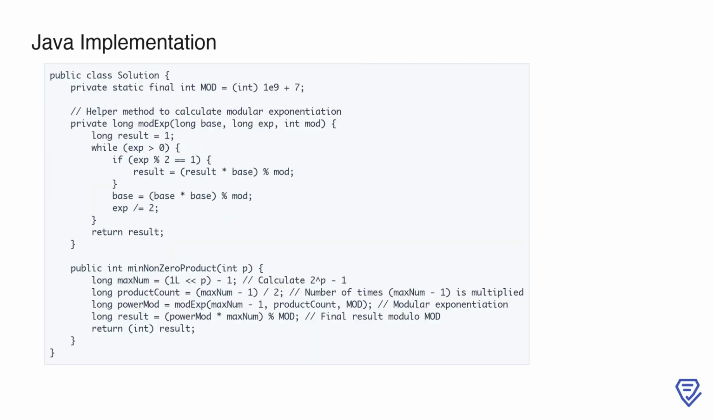This is the Java implementation of LeetCode problem number 1969, minimum non-zero product of the array elements. The logic mirrors the provided Python solution, with adjustments for Java's type system and syntax. Key differences include explicit type declarations, the use of a helper method for modular exponentiation, and the use of long to handle large values during calculations. The code calculates the minimum non-zero product by breaking down the problem into modular arithmetic operations.